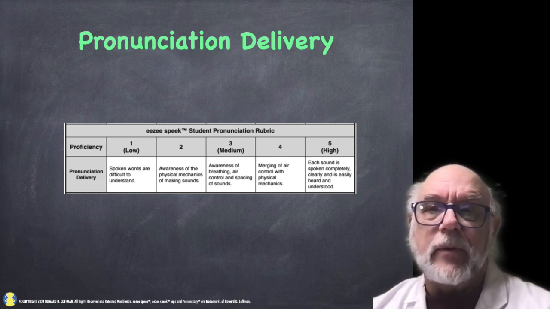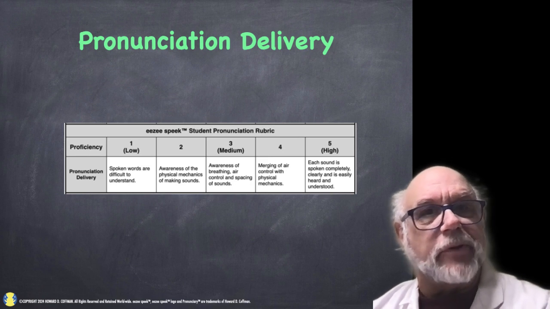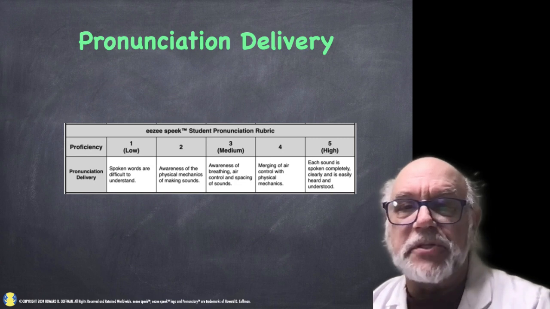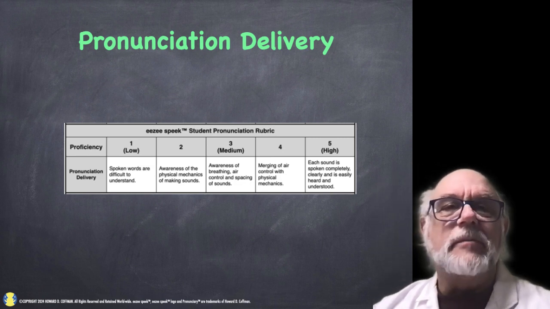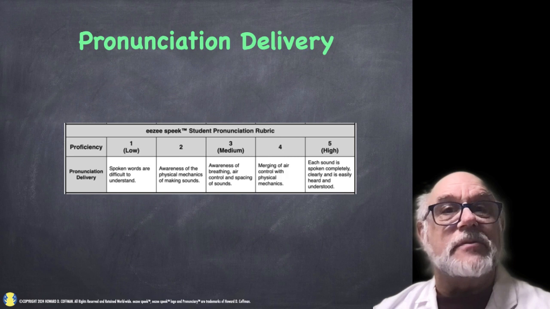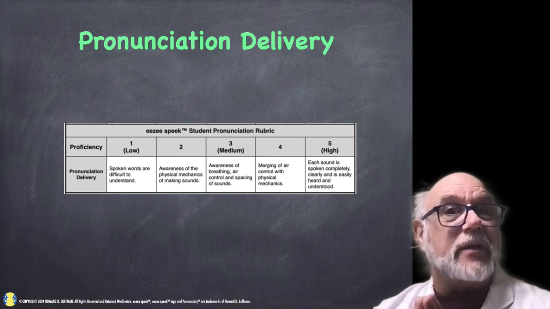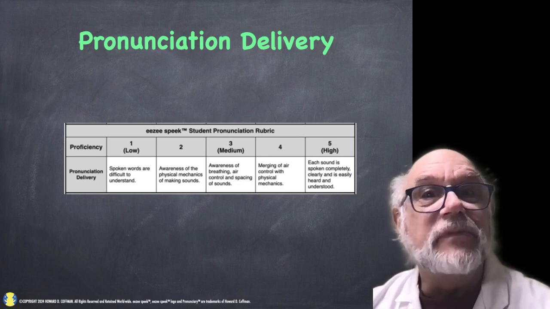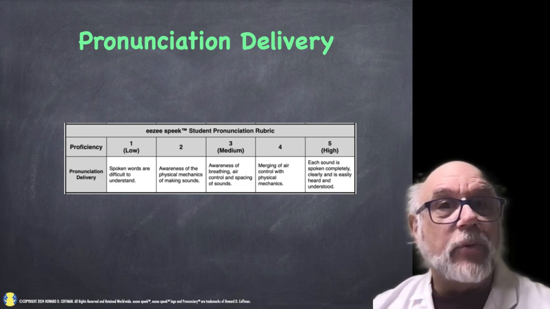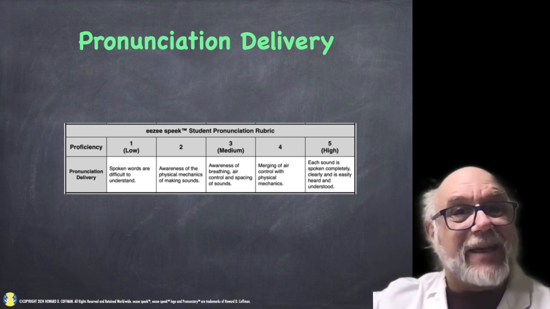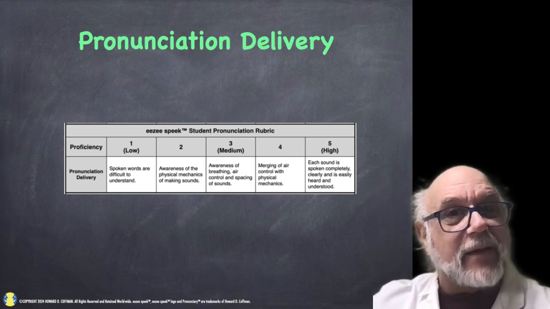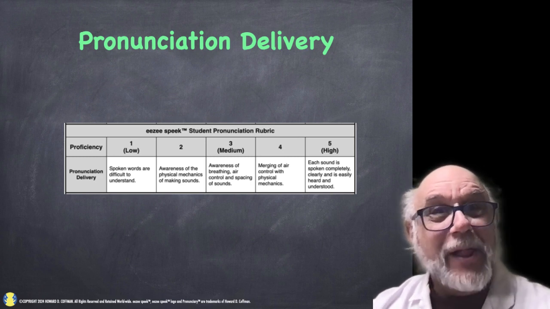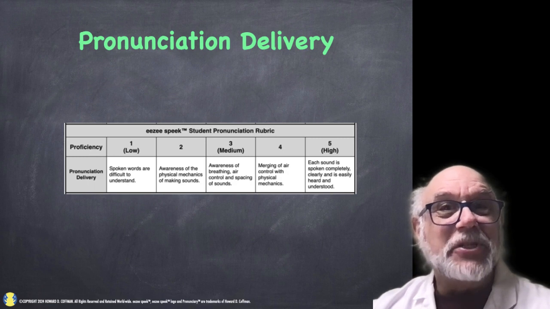The next evaluation criterion, which would earn a 2, which is still a low score, begins to establish the awareness of the physical mechanics of making sounds. This is what happens when you speak too fast. You trip over your words. Your mind is ahead of what you want to say. So what I just did here is a perfect example of what not to do.